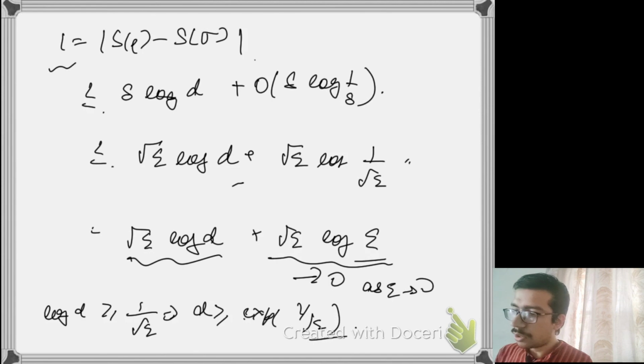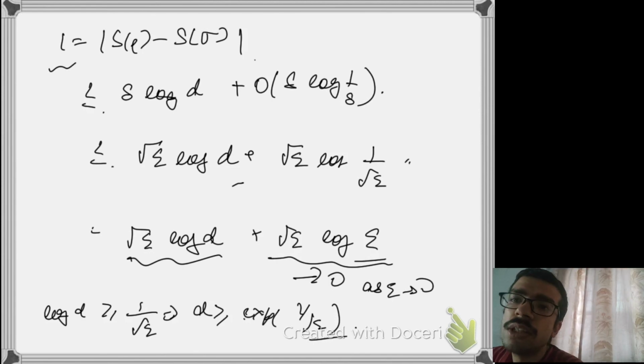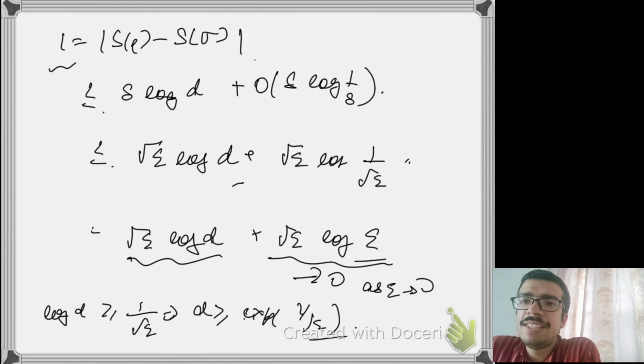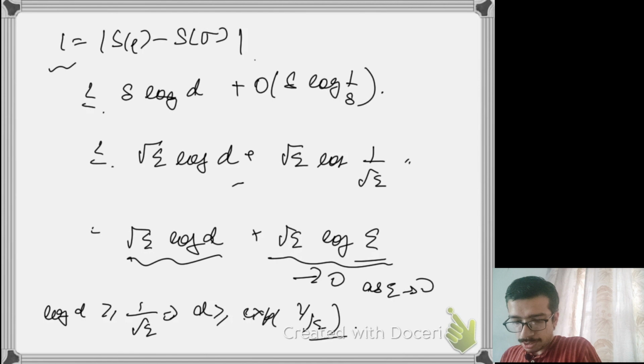So essentially what we have shown is that the dimension should be at least exponential of 1 over root epsilon, and we have also seen that exponential of 1 over epsilon suffices. So we are always working in this exponential size dimension, and this is almost necessary and sufficient as well.